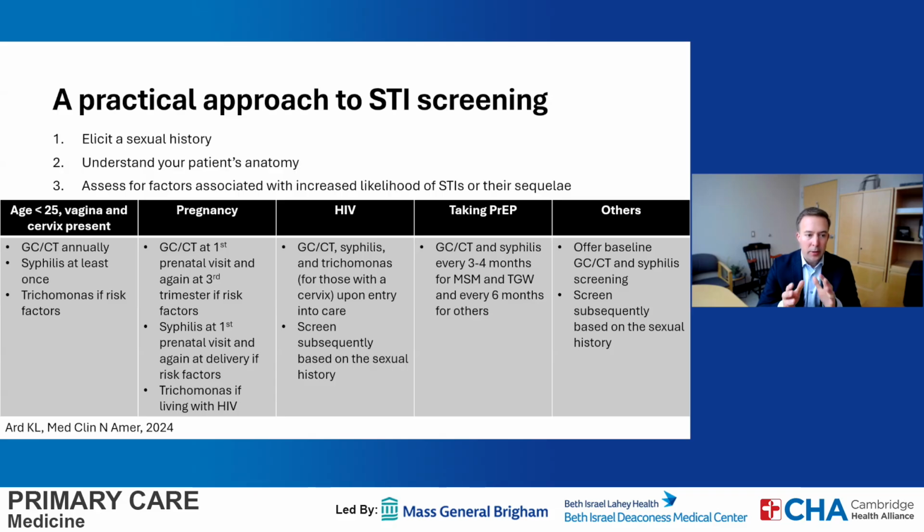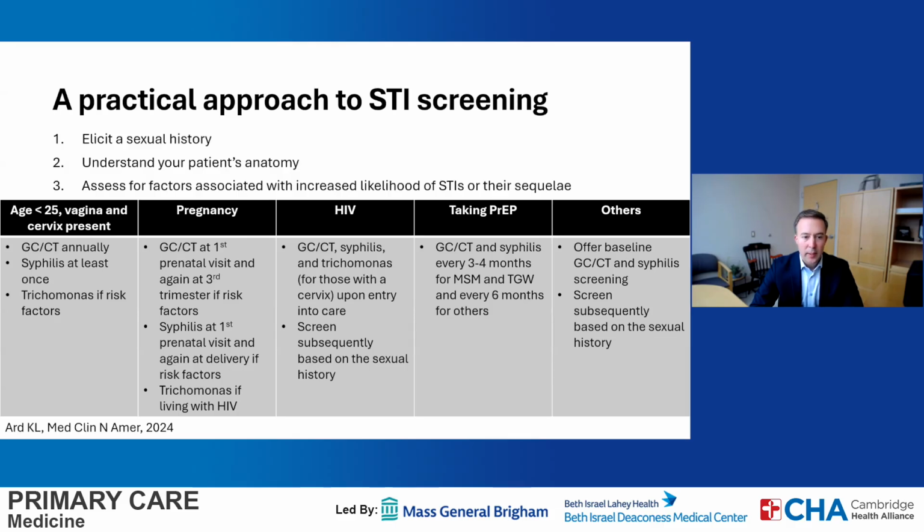For cisgender women and other people with a vagina and cervix who are younger than 25, screening for gonorrhea and chlamydia is recommended annually. And now in much of the US, screening for syphilis is recommended at least once. We'll talk about that more in a moment. And then screening for trichomonas is recommended if the person has risk factors, such as multiple sex partners, or if they live in a high prevalence community.